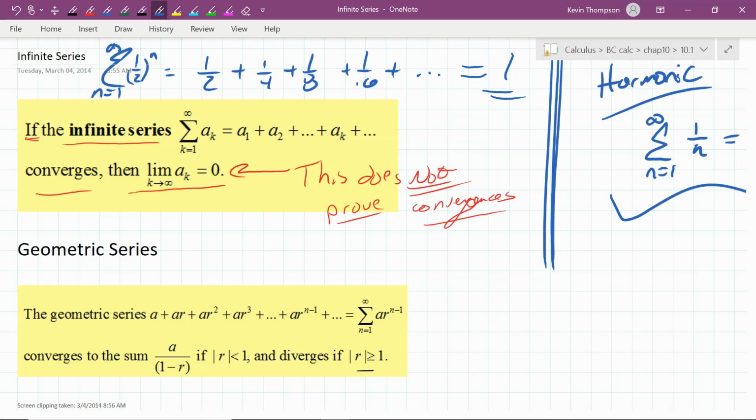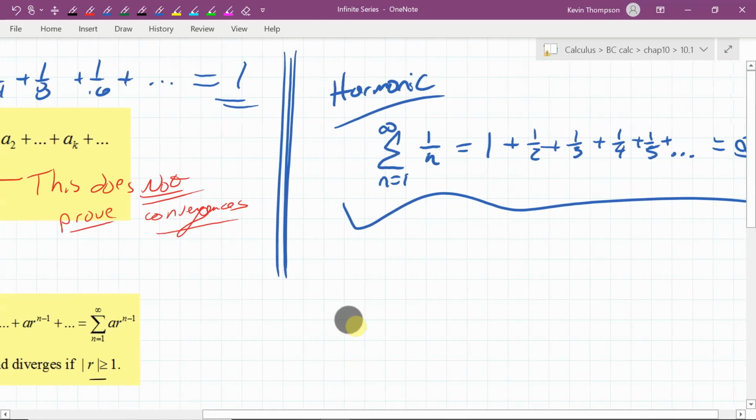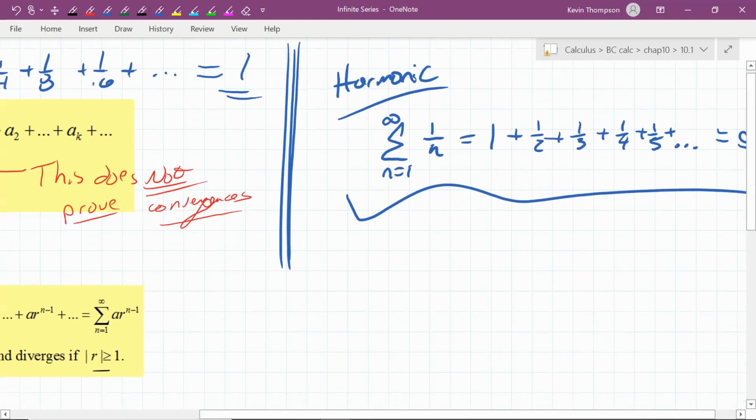Did you have more to say about that? If R is not between -1 and 1, what happens to the series? The terms do what? And the terms get bigger, right? They get further away from 0 rather than closer to 0.